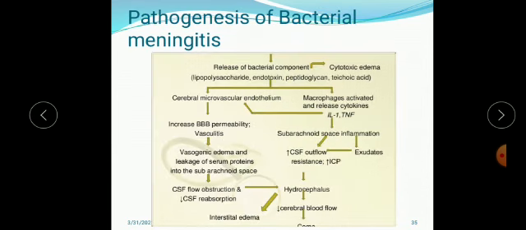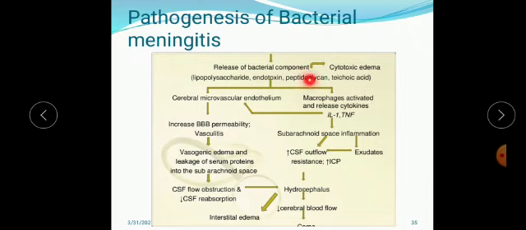The lysis of bacteria leads to the release of bacterial components, and this release is responsible for various pathological effects like cytotoxic edema and cerebral microvascular endothelium damage, which leads to increased blood-brain barrier permeability, and changes in vascularity also develop. There will be vasogenic edema and leakage of serum proteins into the subarachnoid space, and this leads to CSF flow obstruction and decreased CSF reabsorption. Because of this CSF flow obstruction, hydrocephalus forms.